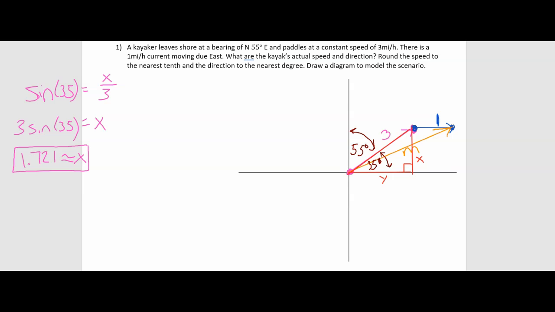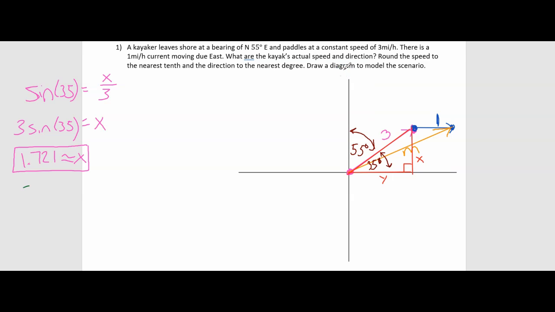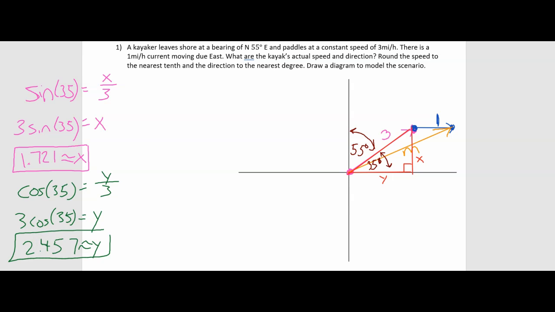And let's do y. A couple different ways to do y. You could use the Pythagorean theorem, or you could use another trig equation, which is what I'm going to do. Cosine of 35 is equal to y over 3. So 3 times cosine of 35 is equal to y, which means that y is approximately 2.457.